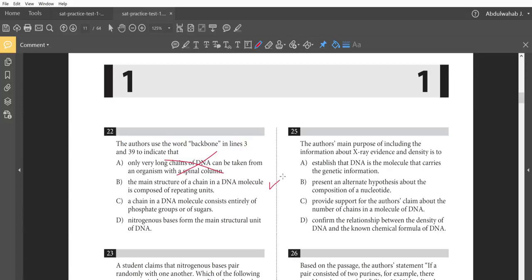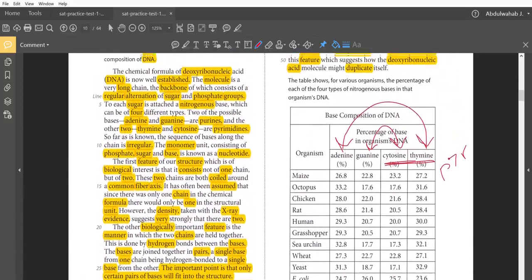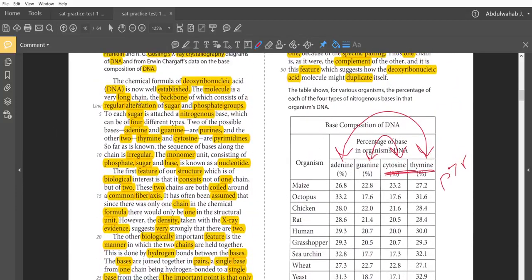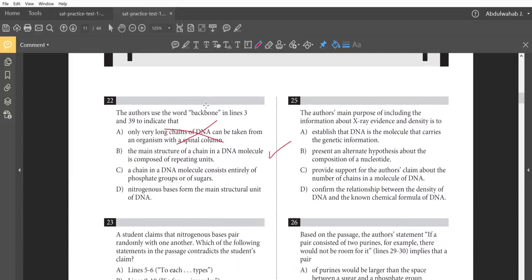Now, yes, this is true, because they talked about the alternating, irregular alternation. There is repetition, there is a pattern, as we said. And so this actually goes in line with what we've read. So B sounds good. Now, a chain in a DNA molecule consists entirely of phosphate groups or of sugars. You might be tempted to say that this is correct, but actually take a look at the word "or." A chain in a DNA molecule does not consist entirely of phosphate groups or sugars. It contains phosphate groups and sugars. So that's why C is wrong.